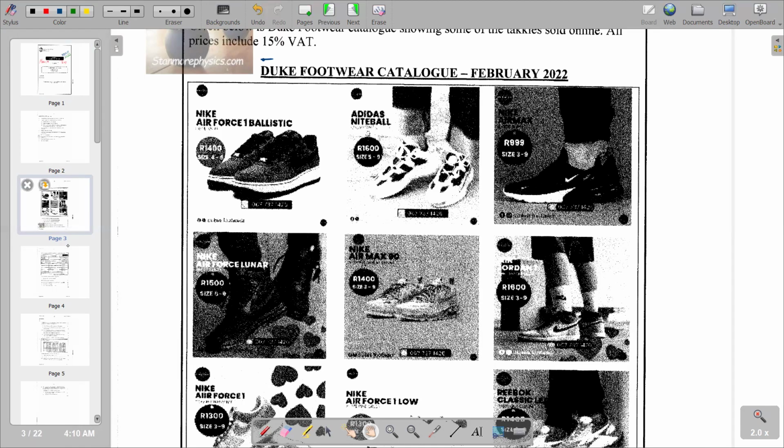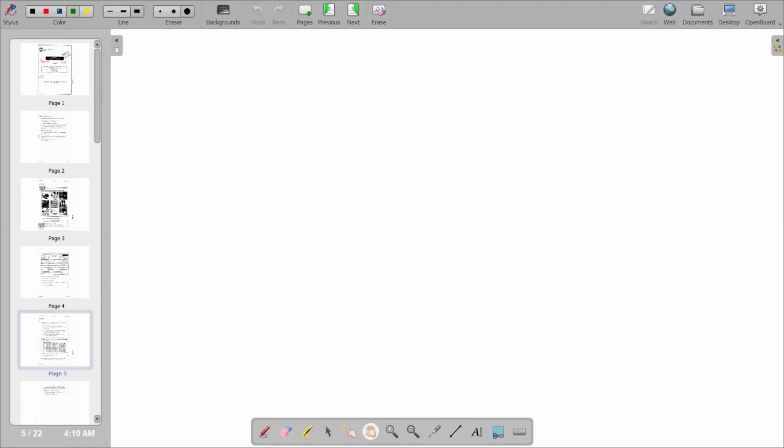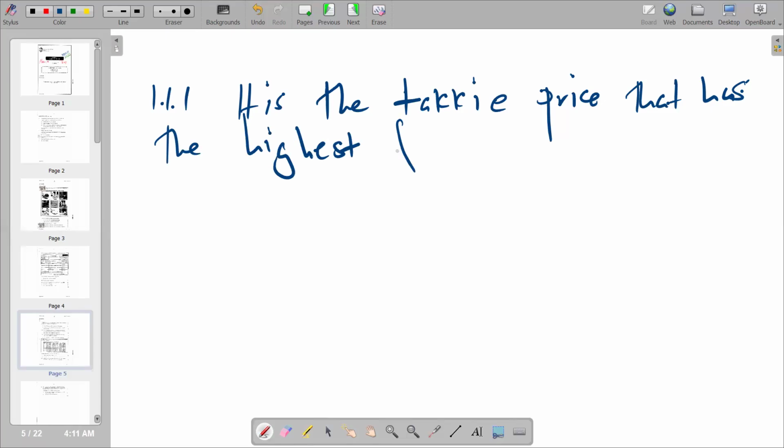So we go to the other section and try to define it contextually. We are now at 1.1.1, and we are saying it is the turkey price that has the highest frequency. So basically, that's the definition that we have in terms of our mode.